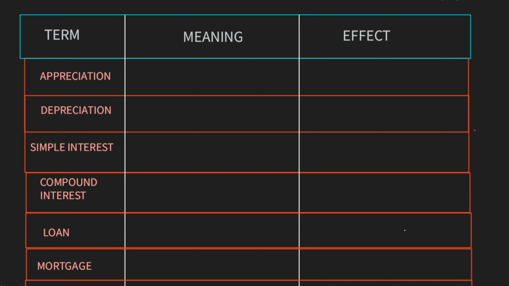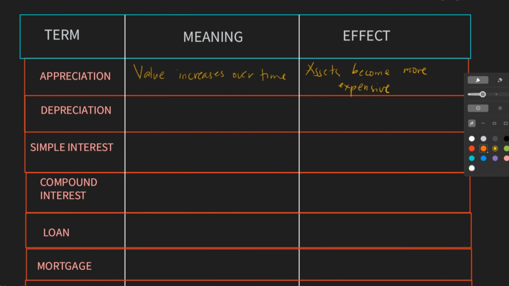So let's start with the first term, which is appreciation. Appreciation means that the value increases over time. So the effect of this is that the assets become more expensive. Just like the land, when you buy a land, its value increases, so it will become expensive as time passes by.